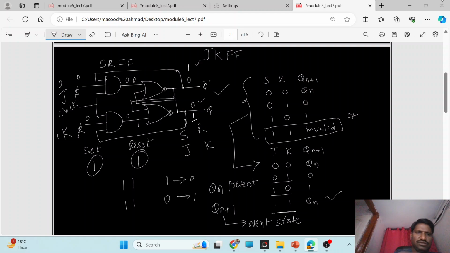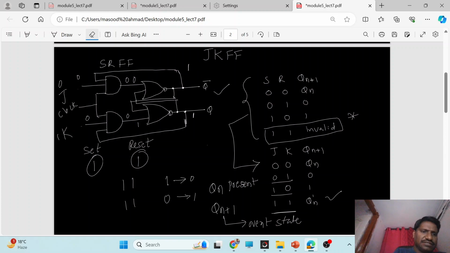Okay, so to do that, let me erase the few things that we have written so far. What I try to do is just erase whatever we have written so far, then we try to see the analysis with respect to a new set of data. So now I apply j equal to 1, k equal to 0. Now j is equal to 1, k is equal to 0. When clock is 1, what are we going to get?